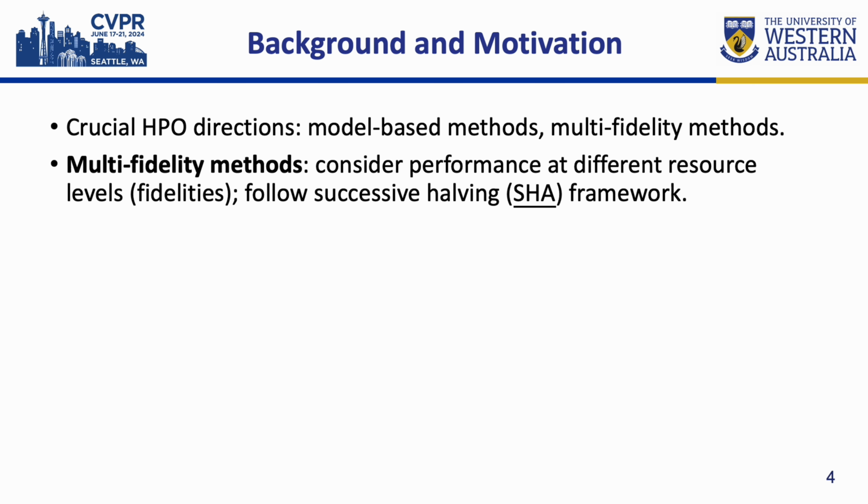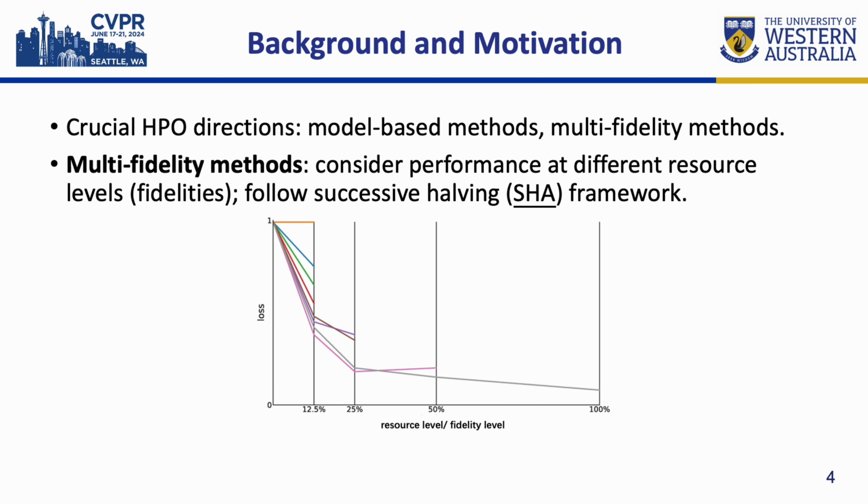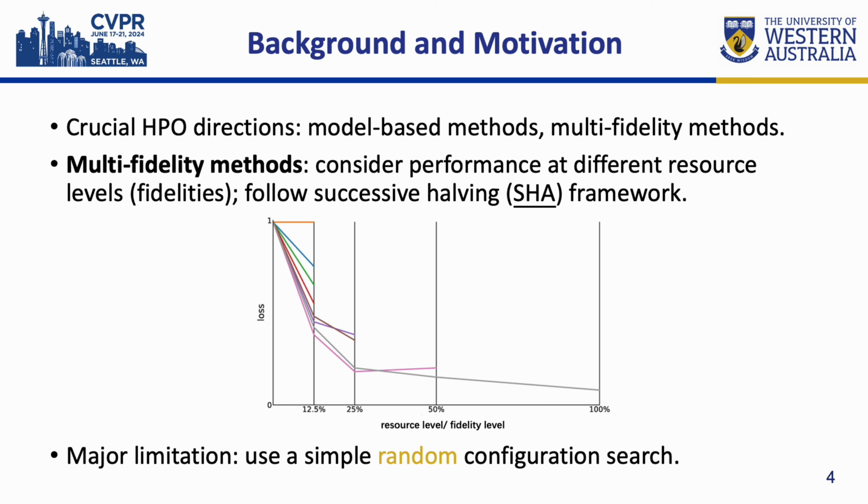Multi-fidelity methods consider performance at different fidelities. They follow the successive halving framework, which evaluates many configurations using limited resources and iteratively promotes the better performing half to continue evaluating using double resources. However, multi-fidelity methods randomly select configurations, so they can't use historical evaluation information to guide the selection.